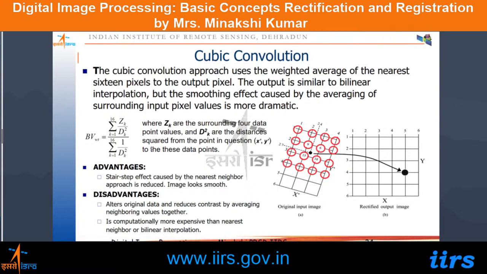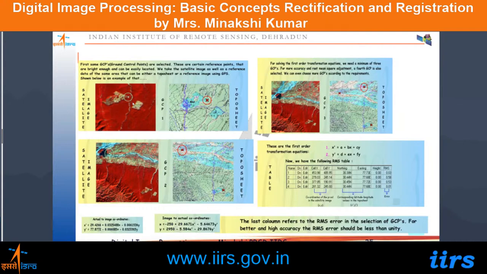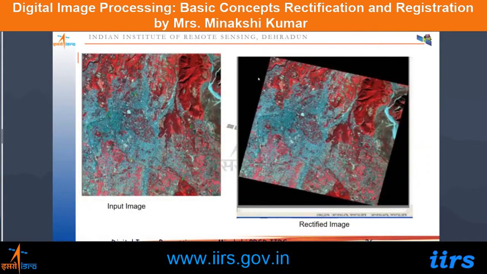So this is what you would actually be doing if you are trying to register one image to another. You would be marking the ground control points on the image and the topo sheet. You would mark 4 such ground control points, compute the RMS, and just a mouse click will make it rectified. So if this was my input image, after marking those ground control points, you can see the image is rectified, oriented according to the north-south oriented map.